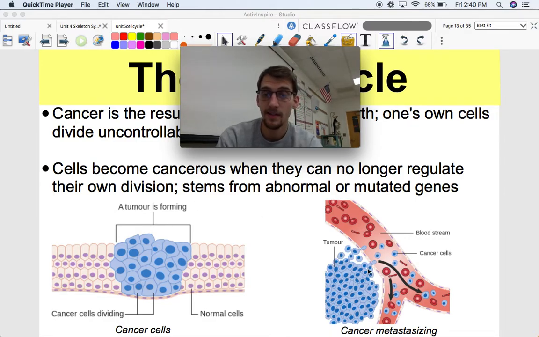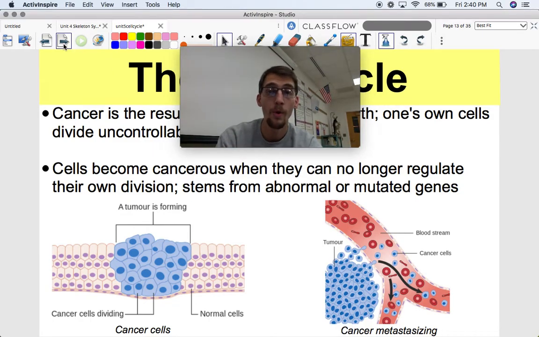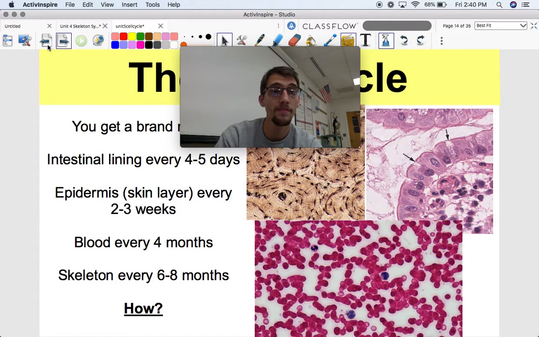And if the tumor gets large enough, what cancer is really good at doing is entering the bloodstream. If you've ever heard of cancer metastasizing, like lung cancer becoming brain cancer or bladder cancer or colon cancer, that's because cancer is really good at getting into the bloodstream and spreading throughout the body. So when the cell is dividing uncontrollably, that is called cancer.